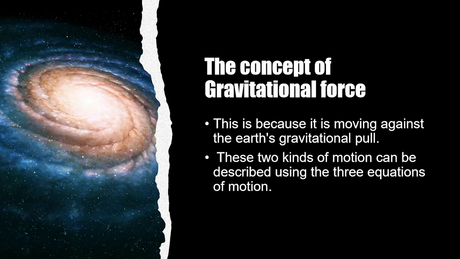Now, these two kinds of motion can be described using the three equations of motion, which we see in the other lecture, where we'll see how they occur. They are simply related to the ones we were discussing in motion in a straight line. I hope that's clear.